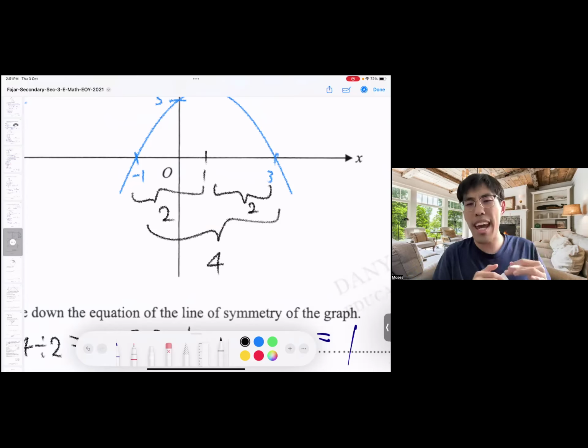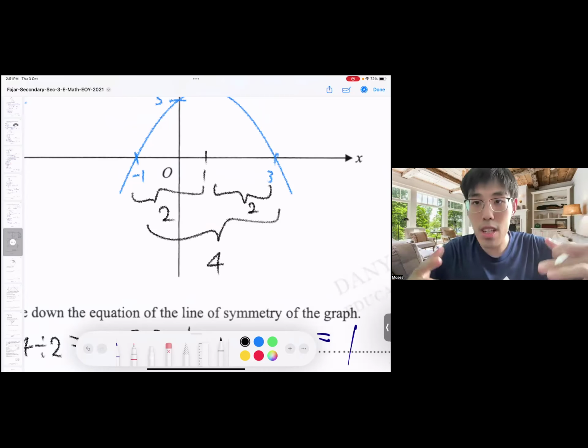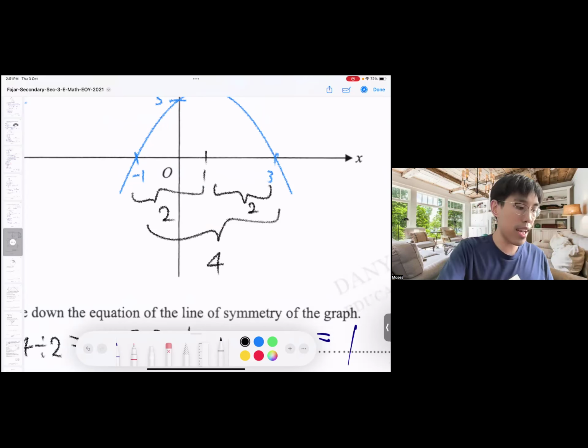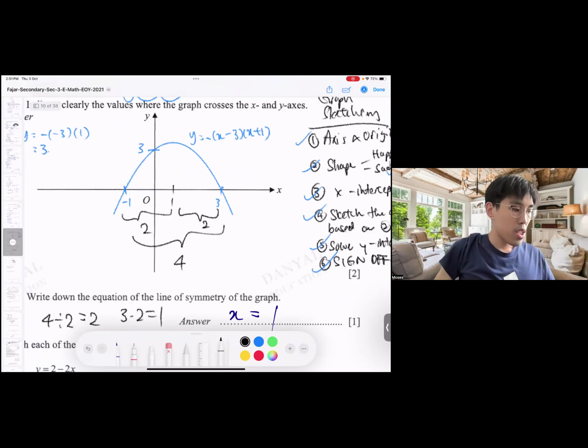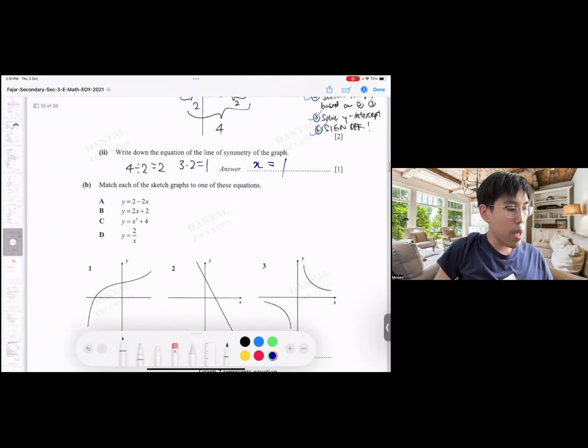Okay, don't get confused and don't be too hung up about the numbers. The more you look at numbers, the more you won't understand what's going on. Look at the concept. What does it mean? Very important. Okay. So x equals 1, line of symmetry. Done.